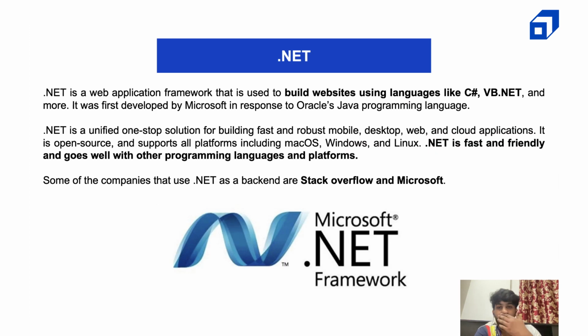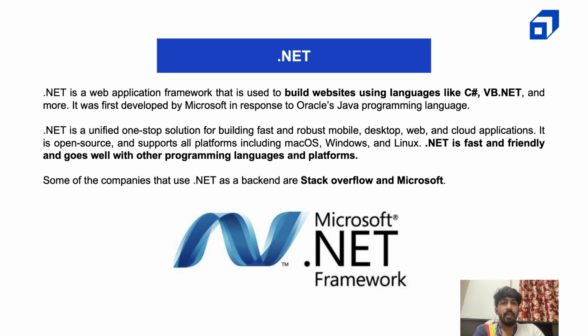And finally, let's look into .NET. So .NET is again a web application framework. You can build websites using languages like C Sharp and VB.NET. VB.NET, Visual Basic, is not that popular currently. C Sharp is the one which is currently really, really popular. And it was first developed by Microsoft in response to Oracle's Java programming language. So .NET is a unified one-stop solution for building fast and robust mobile, desktop, and web applications. It is open source and supports all programming languages, including Mac OS, Windows, Linux.